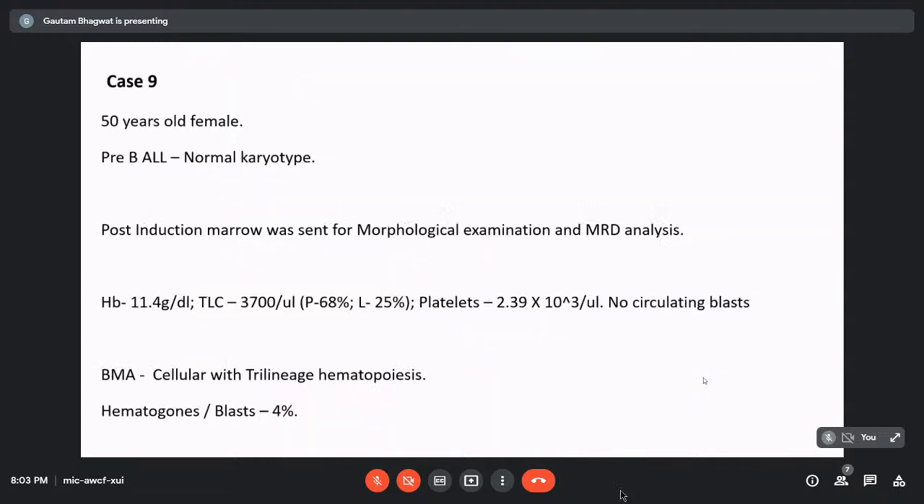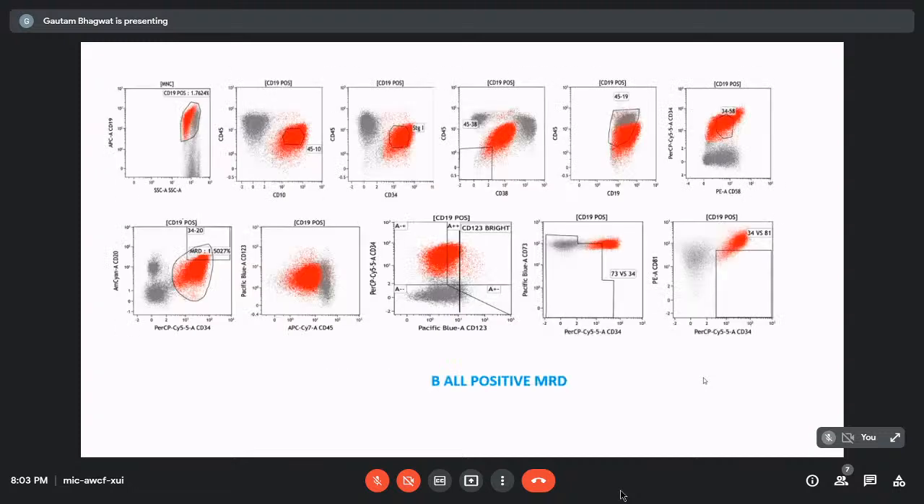A 50-year-old female in morphological remission. There were blasts around 4% in the bone marrow. We did an MRD analysis. Now here you can see 1.76% of cells were only CD19 positive. Now these might not be blasts. There are normal hematogones also present in this.